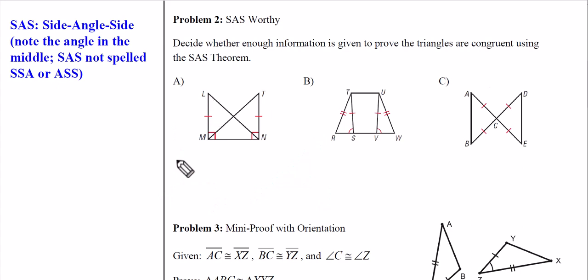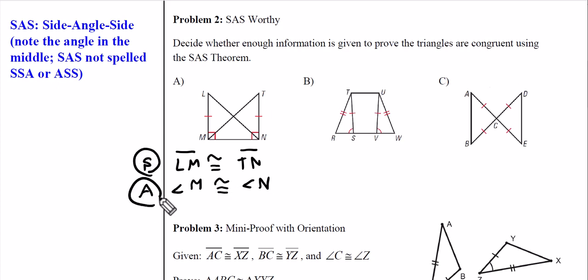We see that LM is congruent to TN. And I'm going to try to keep this in the order. So if I'm going from top to bottom on this one, I'm going to go from top to bottom on this one. Now, angle M is a right angle. Angle N is a right angle. All right angles equal 90 degrees. That means these two angles are congruent to each other. So check it. We have a side. We have an angle. Do we have another side?